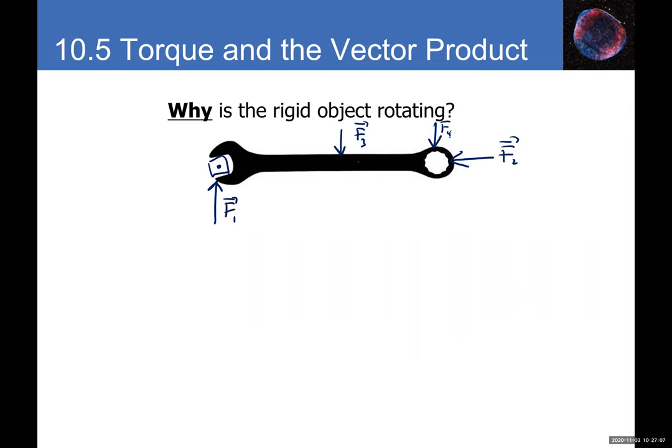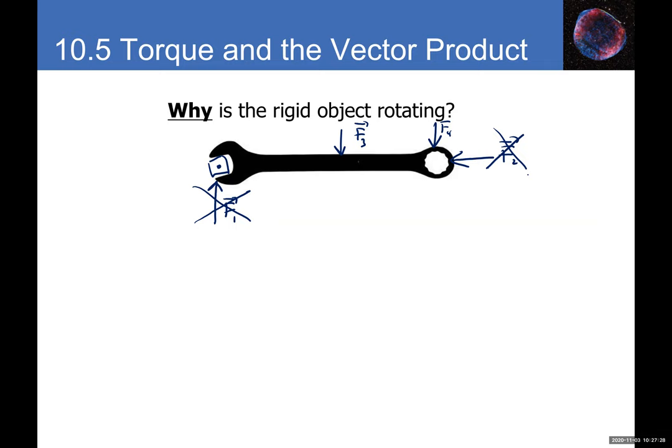And as you can see, one thing we have here is that for us to be able to rotate the wrench, we need to apply force. Here F1 is basically not going to rotate it. F2 is not going to rotate it. And F3 and F4 will rotate it. But one is more effective than the other one. In this case, F4 is more effective.